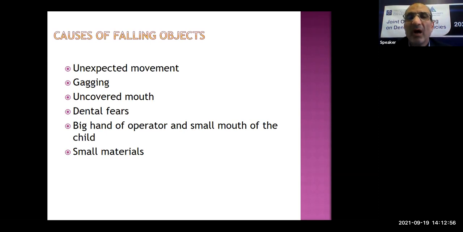The cause of falling objects is especially unexpected movement. As I said, we are dealing with a child, and most of them fear dental procedures. Gagging is common among children. Uncovered mouth is the main cause. It means that we must use a rubber dam to cover the mouth and protect against foreign instruments. Other causes are dental fillers and the big hand of the operator and the small mouth of the child.